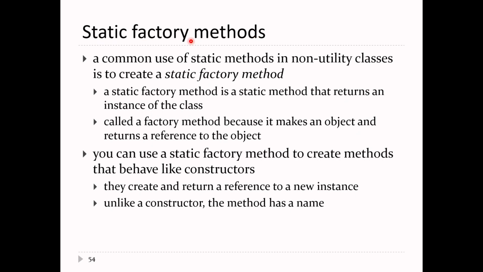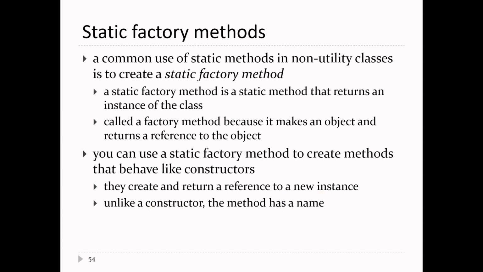And probably the most common kind of static method in a class are these things called factory methods. So remember, Java classes are meant to make objects. A static factory method is a static method that makes an object. That's why it's called a factory method. It makes and returns a new object. So you can use these to create methods that behave essentially like a constructor. Remember, what does a constructor do? Well, it initializes a newly created object. A factory method creates and returns a reference to a new object.